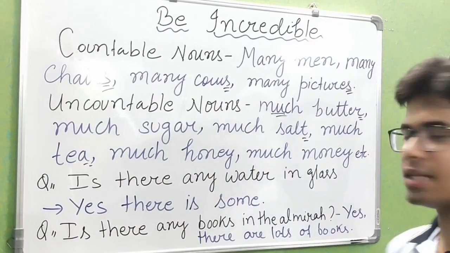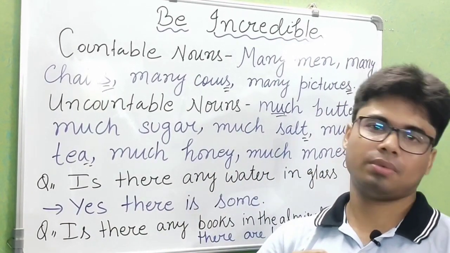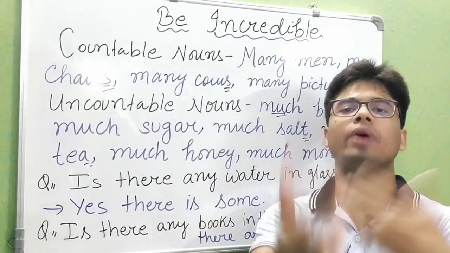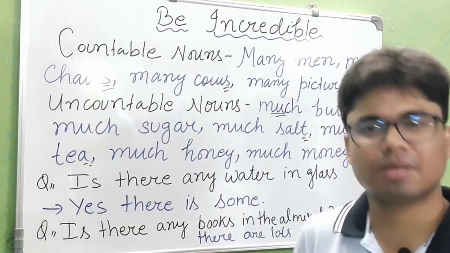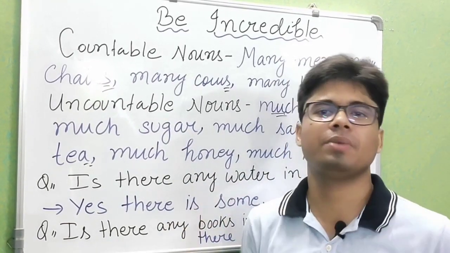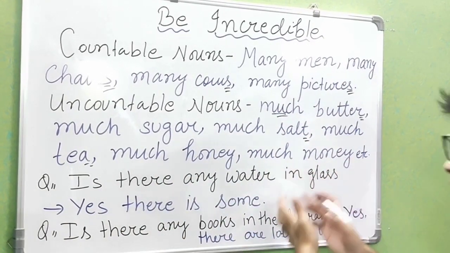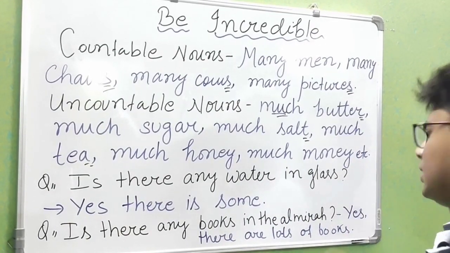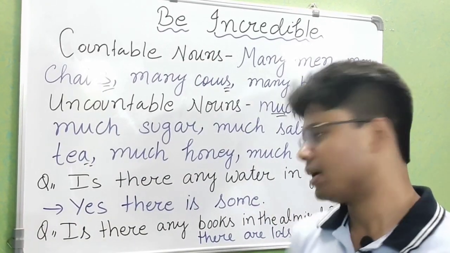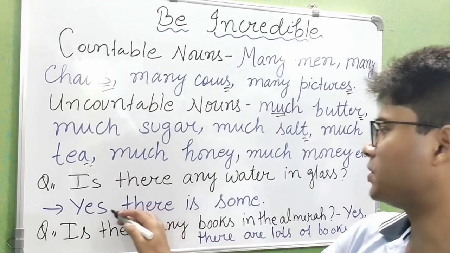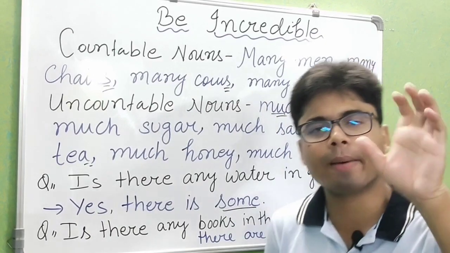Now let me give you one example of how such questions may arise in your question paper and how you will answer them. Just have a glimpse of these two questions. You can have a rough idea of what kind of questions can come. The very first question is: is there any water in the glass? You have to say yes, there is some. So you are using some, S-O-M-E, which shows some amount.